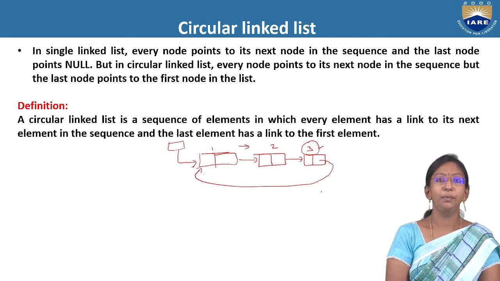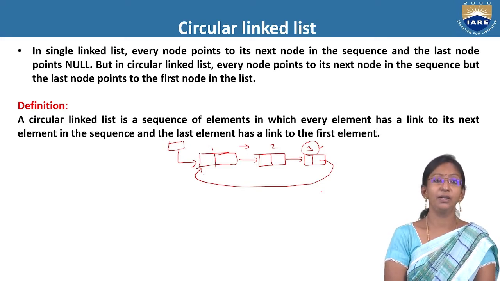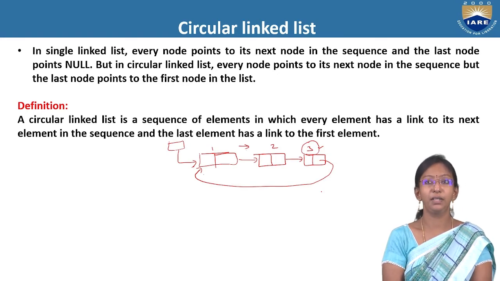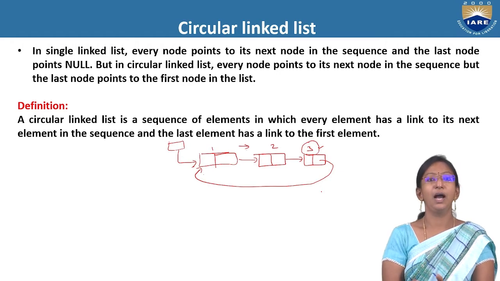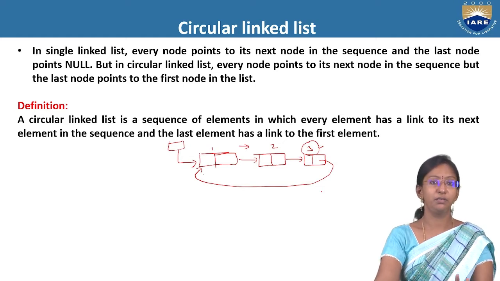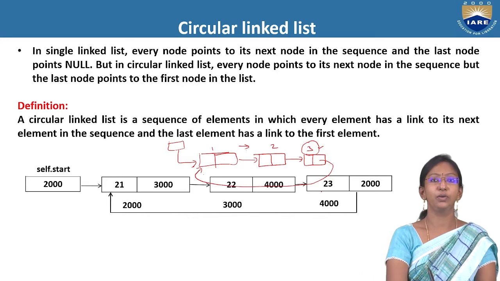So coming to this cyclic structure is nothing but your circular linked list. So the definition goes like this. A circular linked list is a sequence of elements in which every element has a link to its next element in that sequence, and the last element has the link to the first element, right? So this is the basic definition of circular linked list. So this is how it is going to look.